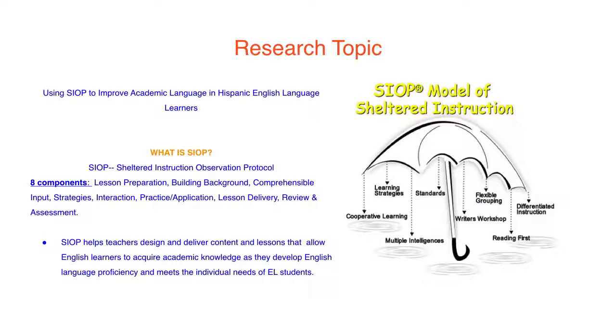My research topic is using SIOP to improve academic language in Hispanic English language learners. SIOP stands for Sheltered Instruction Observation Protocol. This model has been referred to as the umbrella model because it shelters English language learners by using the 8 components. SIOP helps teachers design and deliver content and lessons that allow these English language learners to acquire academic knowledge as they develop their English language proficiency needs.